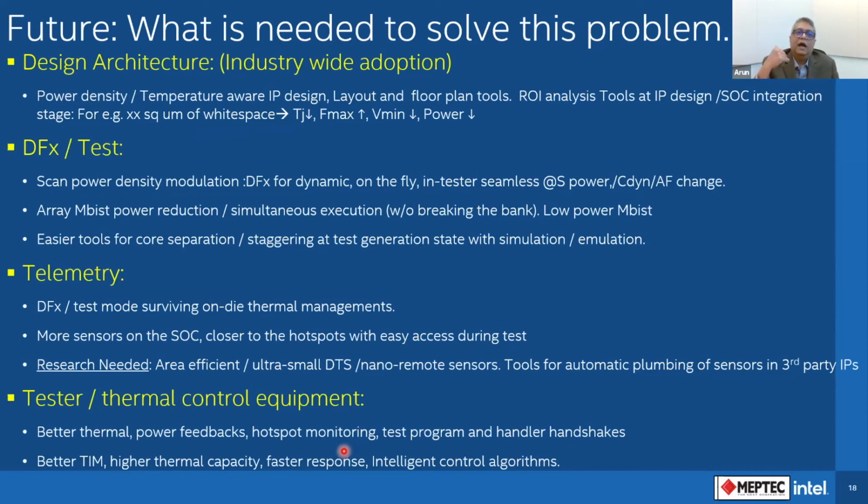And on the DFX side, we need scan tools and all those things to come up with on-the-fly, on the tester, seamless change of C9 or activity factor for at-speed test, right? For array and MBIST, we need low power mode, period, right? We definitely need it. We need simultaneous execution of many MBIST, but somehow we can make it low power without breaking the bank, without compromising quality.